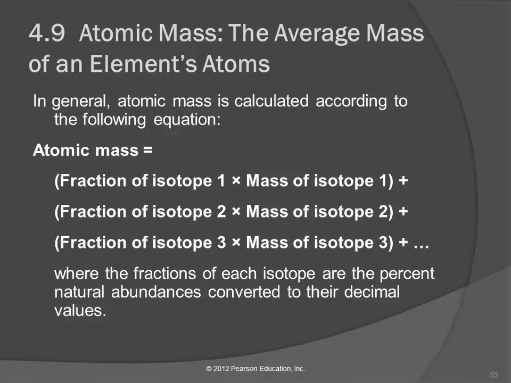So here's another way, more general. You take the fraction of isotope 1 times its mass, and the fraction of isotope 2 times its mass, and so on. There could be more than 3. Then you add them all up together.